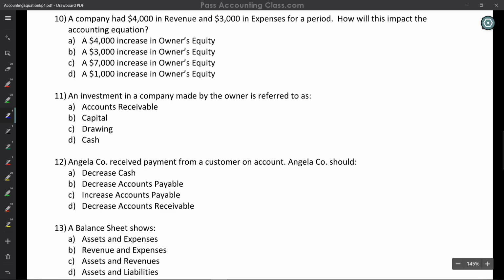So owner's equity is increased by revenues. It's decreased by expenses. And it's decreased by draws or dividends. Draws will exist if the company is not a corporation, and dividends will be used if it is a corporation. So what we're looking at here is a revenue of $4,000 that would increase our owner's equity, but the expenses are going to decrease our owner's equity. So the net effect here is going to be $1,000 increase. So that is answer D.